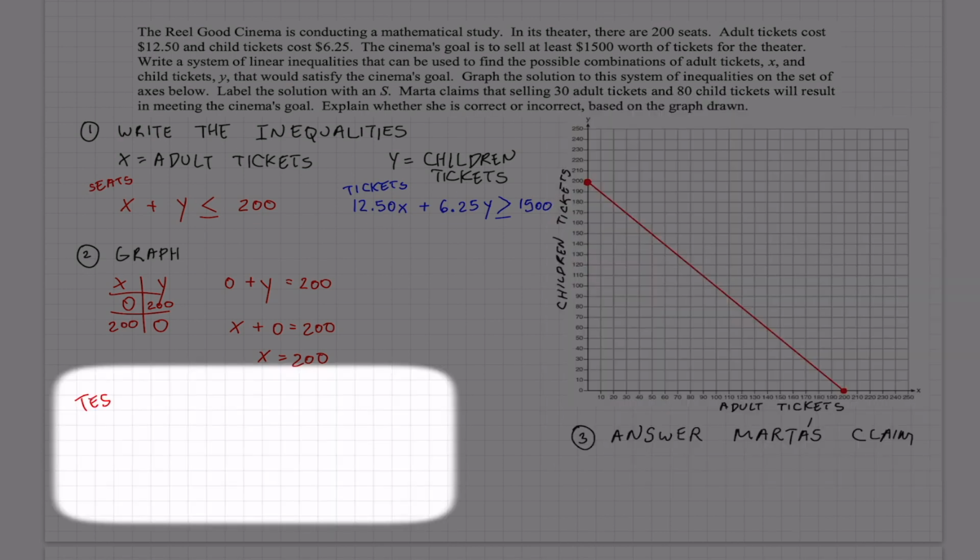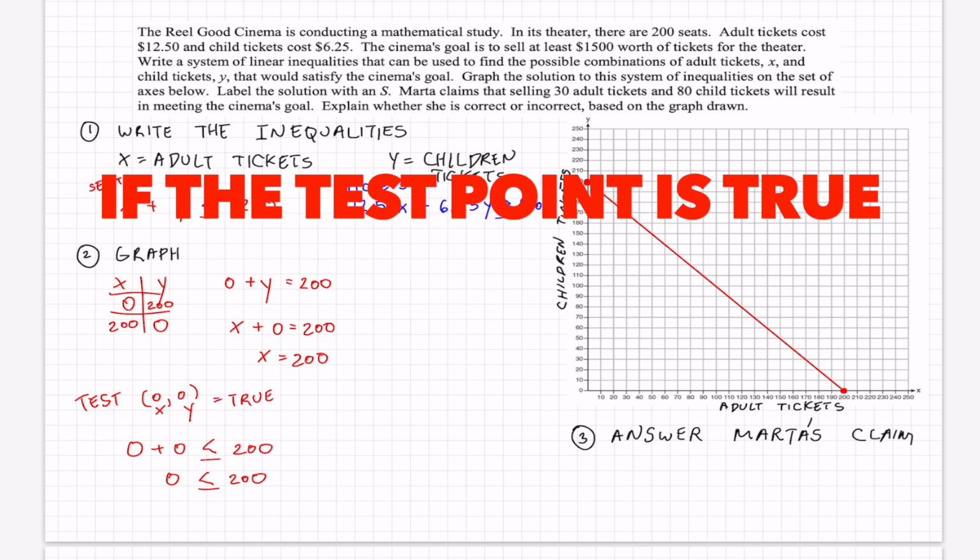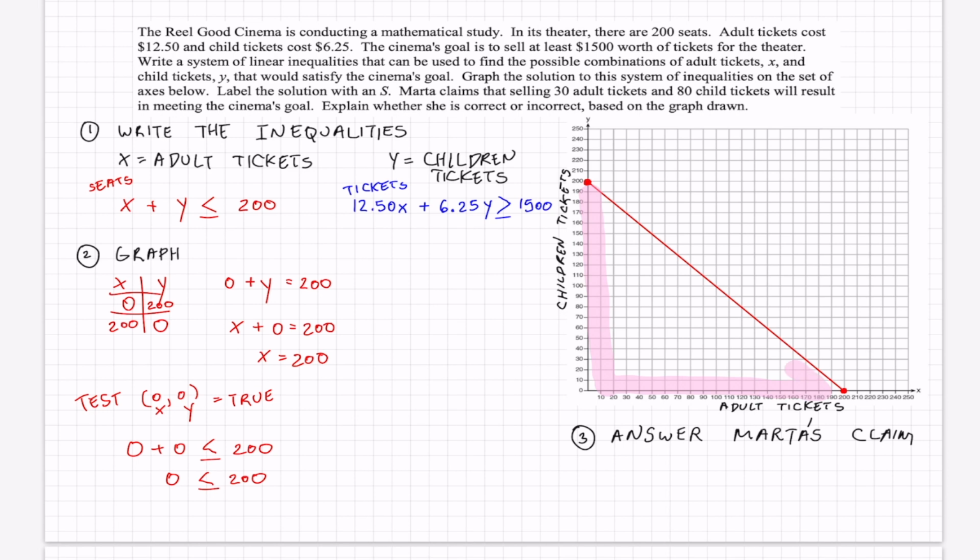I'm going to show my work right here. Test 0, 0 for x and y. We're going to take that point and replace the x and y in the original inequality to see if it makes a true statement or not. I end up getting 0 is less than or equal to 200, and that is true. So since that point is true, we're going to shade the side that has the true statement.